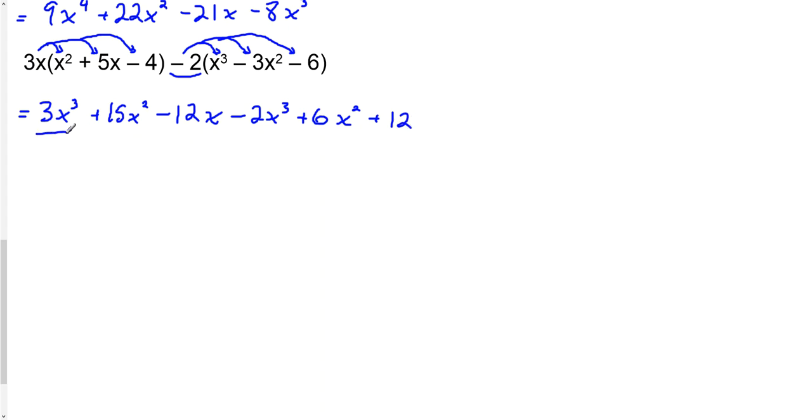Our like terms. We've got cubes here and here. We've got a squared here and a squared here, so we can combine those together. 3x cubed minus 2x cubed is just going to give us an x cubed. 15x squared plus 6x squared is going to give us 21x squared minus 12x plus 12. So that is our final answer.